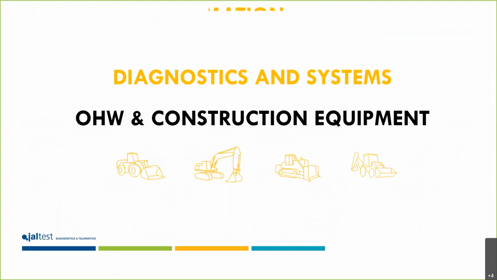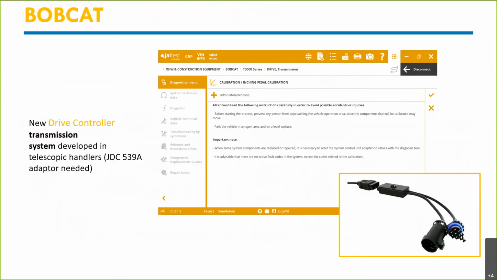Now we are going to talk brand by brand a little bit about what is new. Starting with Bobcat. It has been developed the drive controller transmission systems in the telescopic handlers, like in the T3000 series. In this system, we will be able to calibrate the engine pedal by using the JVC 539A adapter. This is a specific connector with electronics on it.